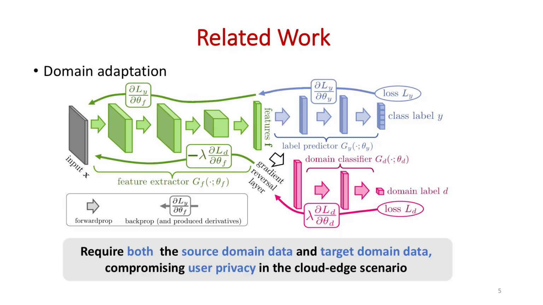Domain adaptation techniques are designed to address this type of issue, which typically requires joint training on data from the source domain and the target domain. In our case, it means that the cloud must collect raw data from the edge device to train a specialized model, which is undesirable due to privacy concerns.